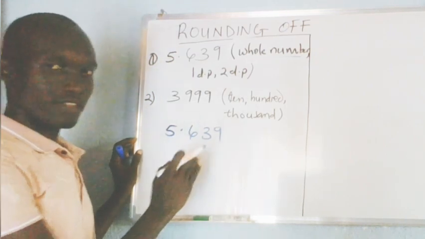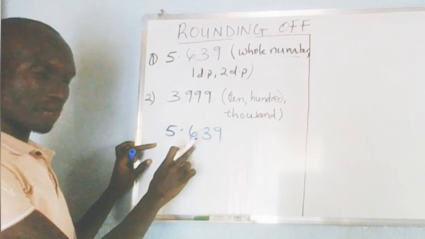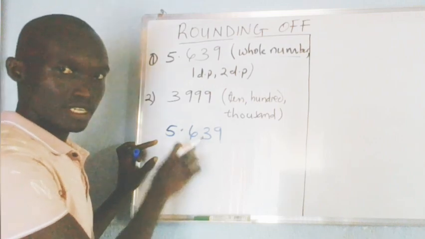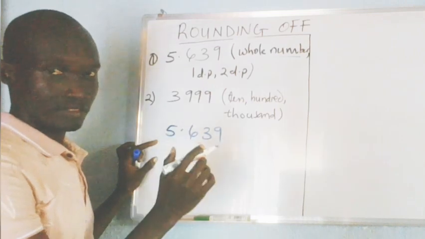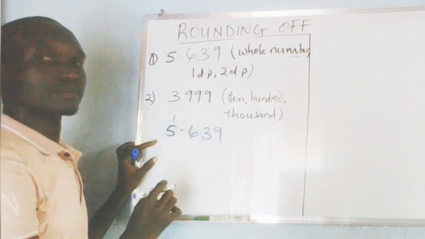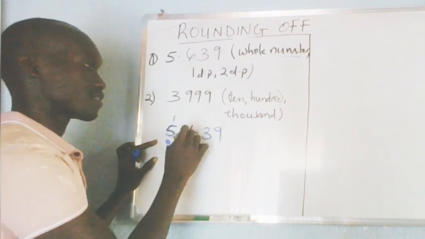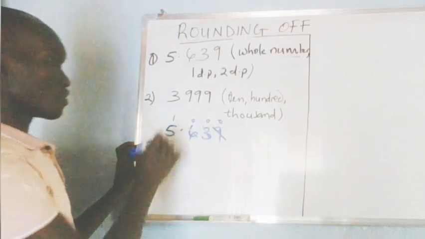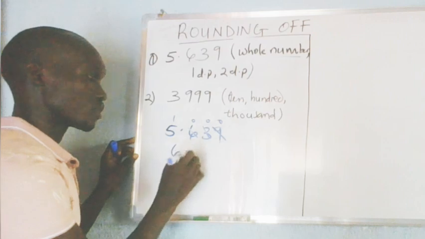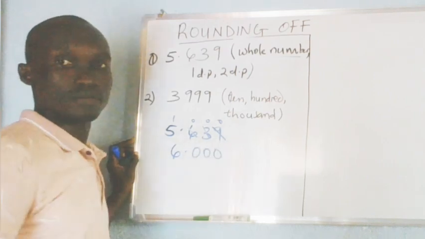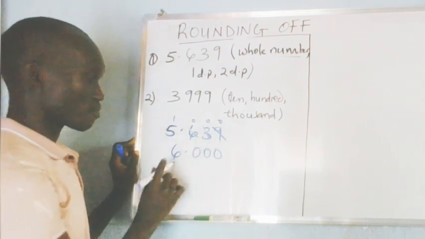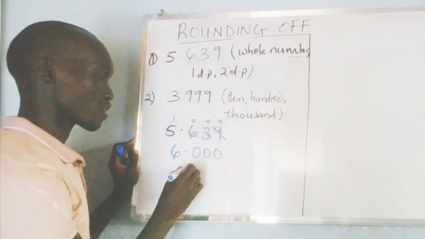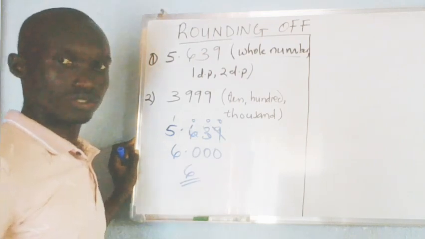If it is 5 and above, then you add 1 from this number on the left to the number that you are asked to round off. In this case, we have 6. 6 is above 5, so we add 1 from here. Once we add 1 from here, all of these numbers become all zeros, so that we shall have 6.000. In mathematics, 6.000 is the same as 6. In this case, this number rounded off to a whole number will be equal to 6.